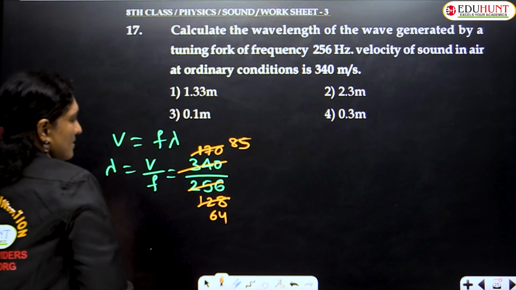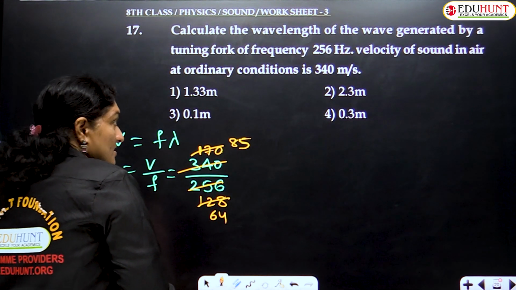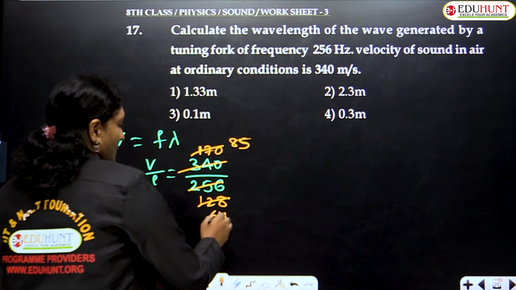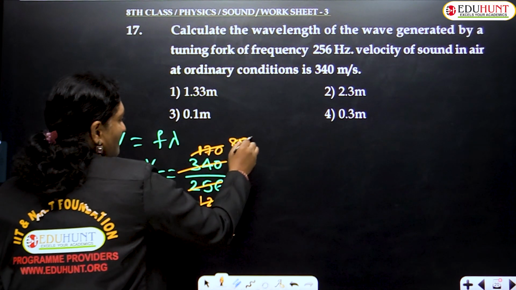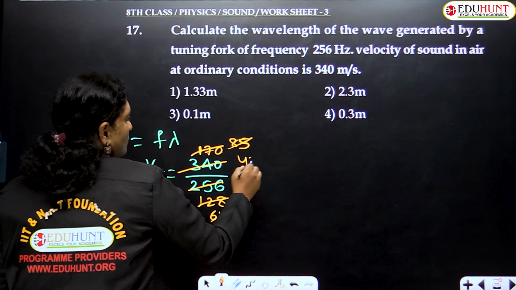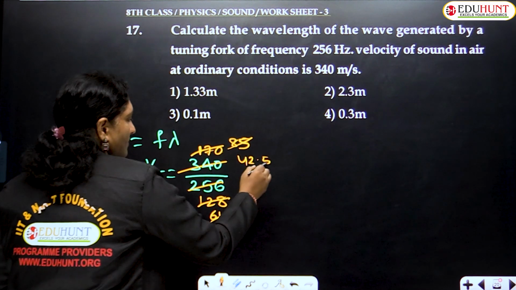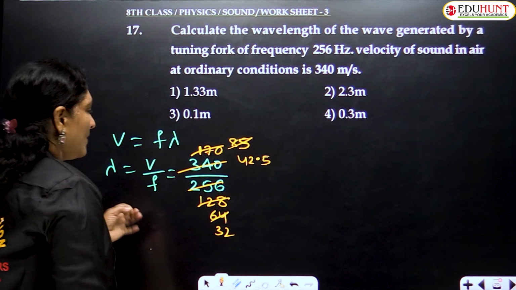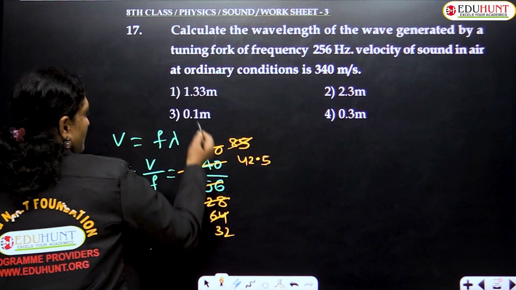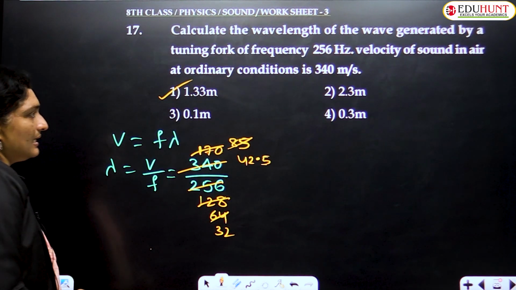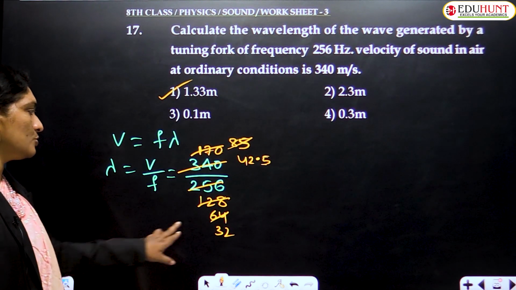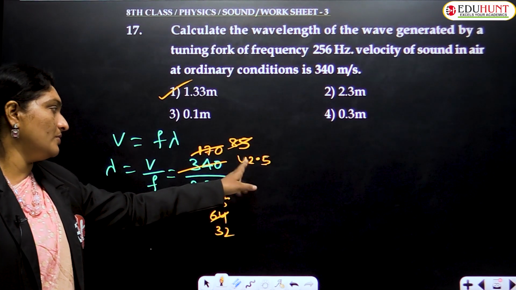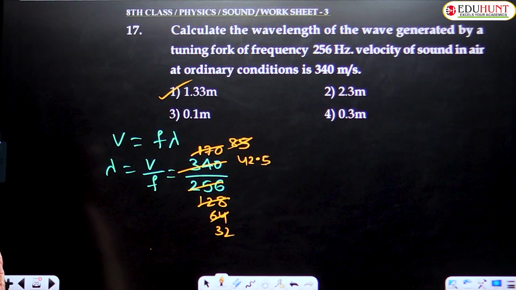If you are clear, you can also simplify 85 upon 64. It goes something like 1 time. Okay, or else I'll make it simpler for you. 42.5. 42.5 upon 32, it is something regarding 1 point something. So divide this, children, you may get 1.33. It's not 2.33, no doubt, because 2.33 would mean something more than 64 should be there. So the correct option must be 1 point.